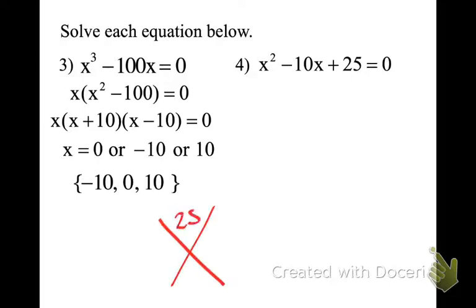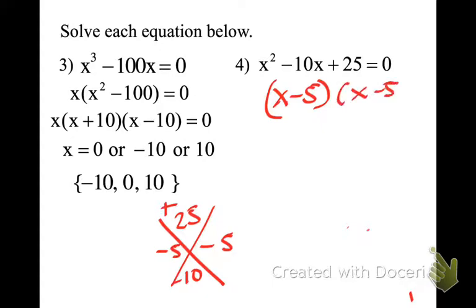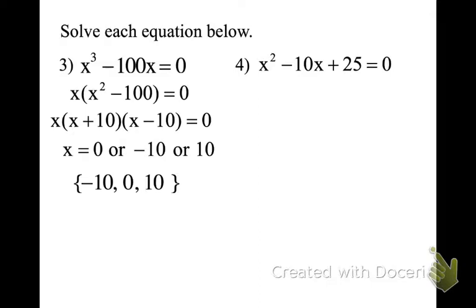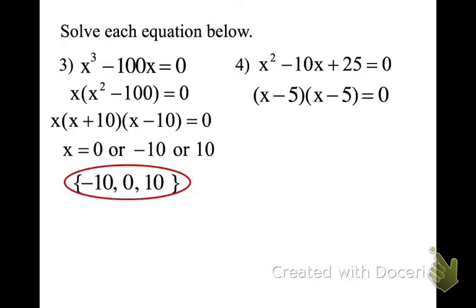So he's noticed that this is plus 25 and negative 10. It's negative 5 and negative 5. He said it's x minus 5 squared. I only wrote it once because... Well, no, you have to write it twice, because you've got to factor it out. And then x minus 5 equals 0, so x equals 5.